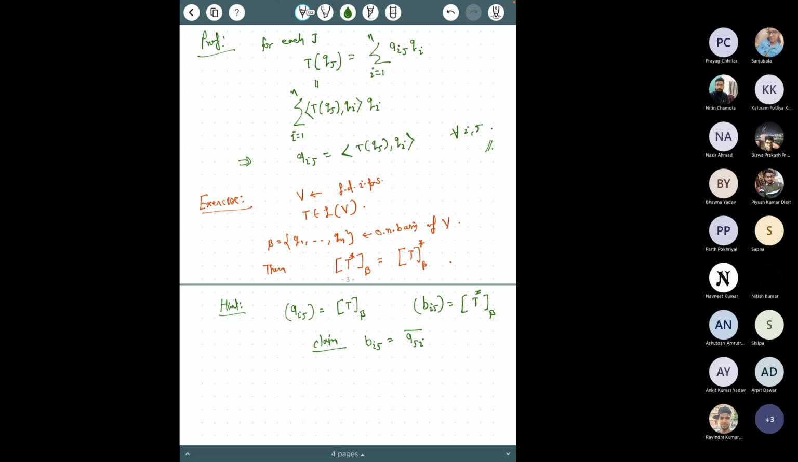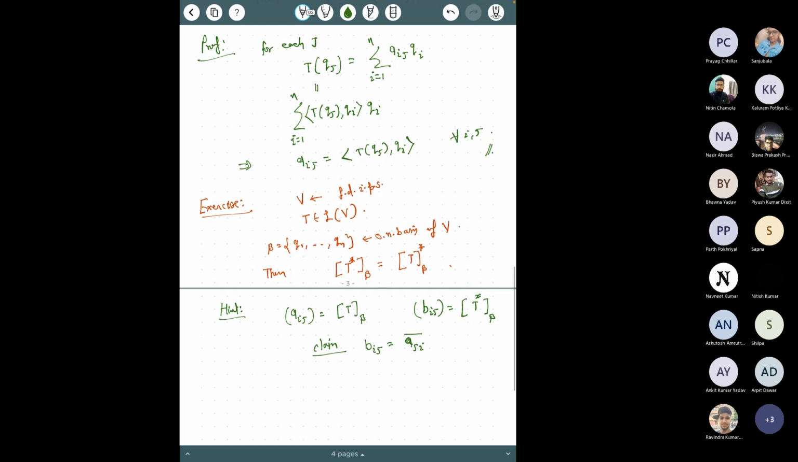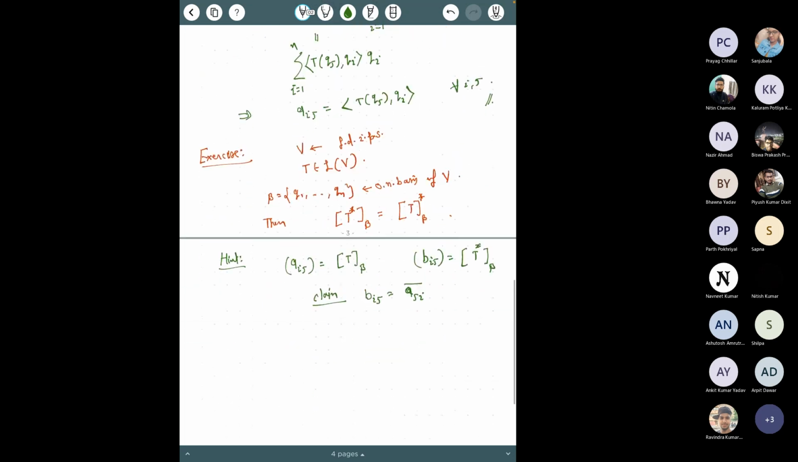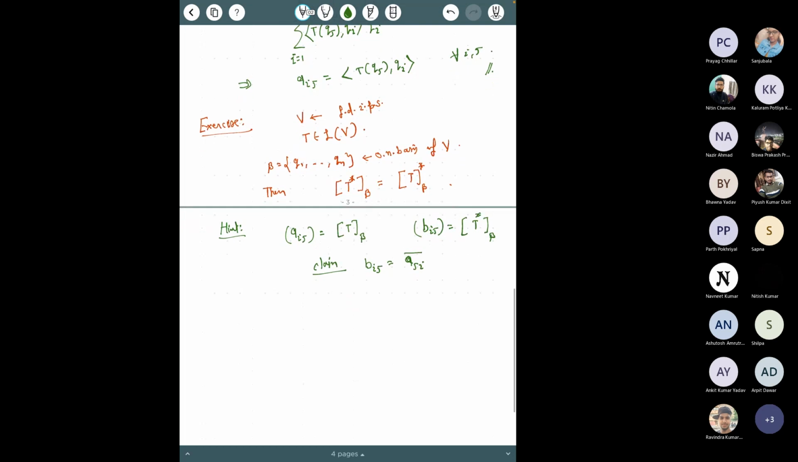Right? This is my claim now. But why is this true? This is true because of the above result here. This is a one line proof. So, let me tell you why this is true. What we can say from above is that this Aij is equal.